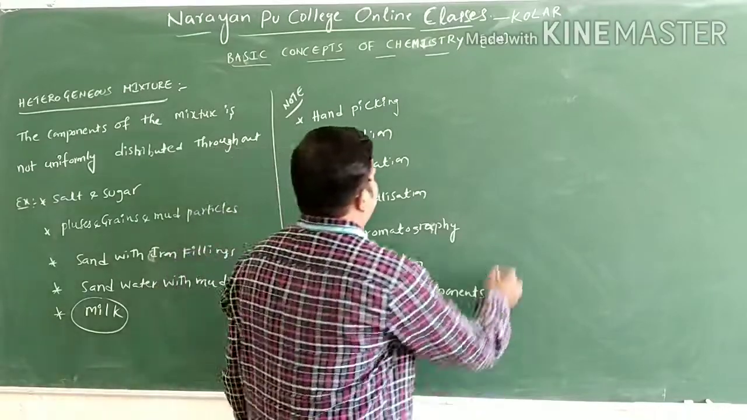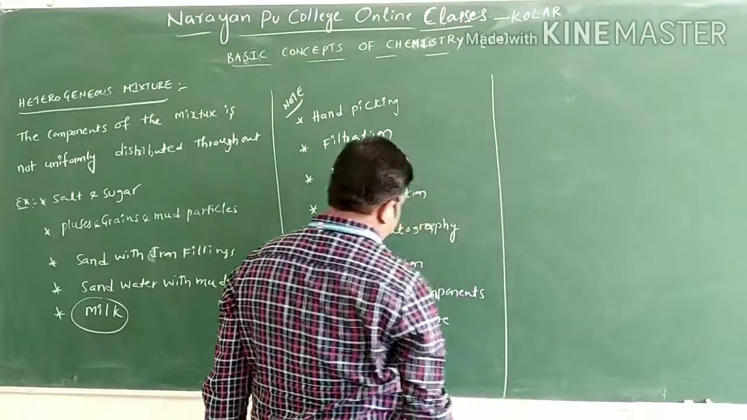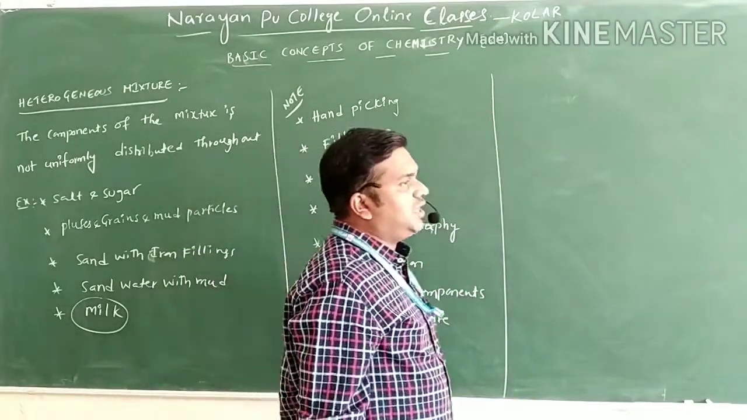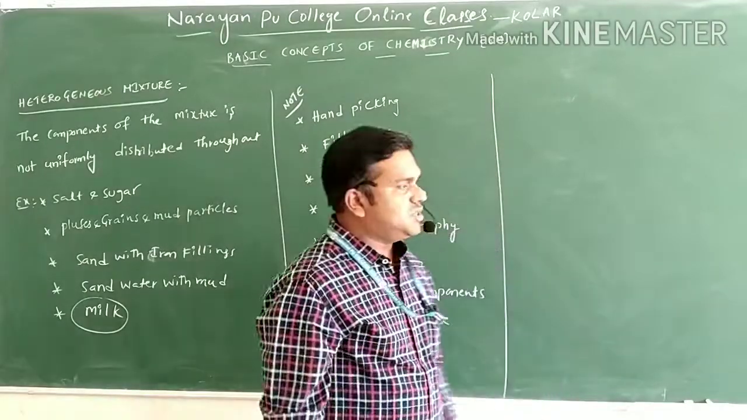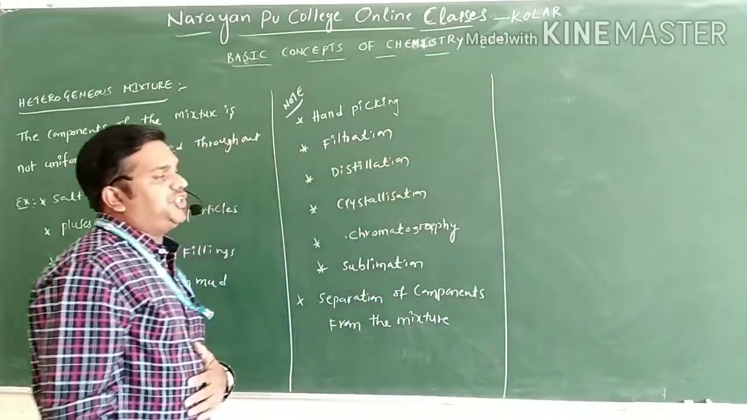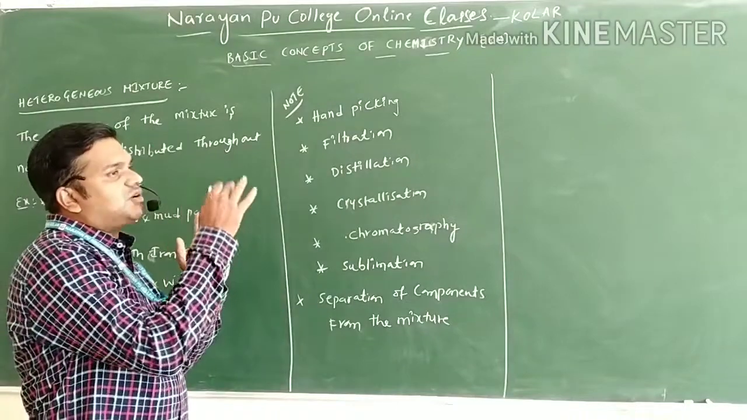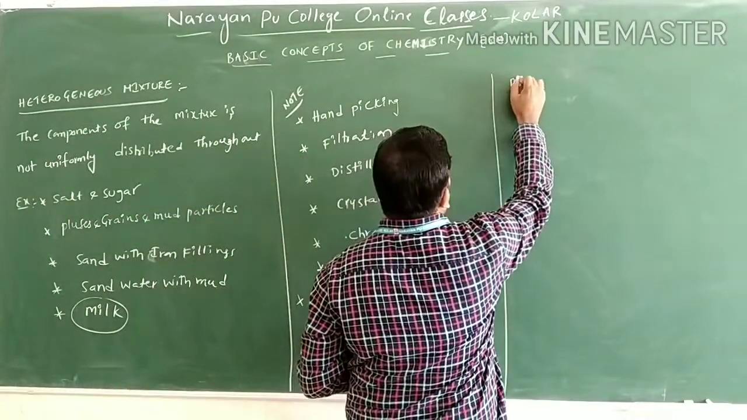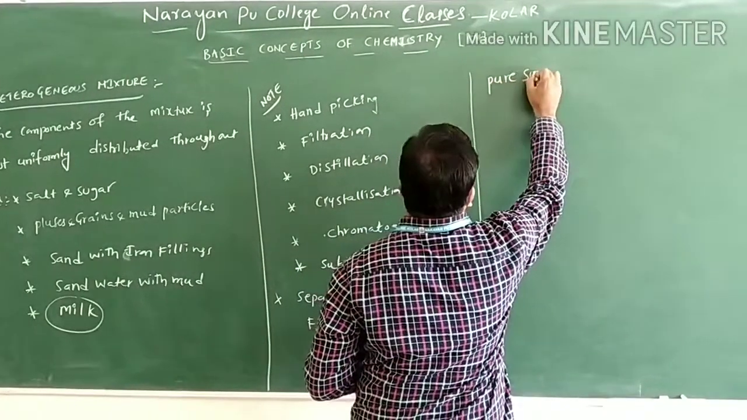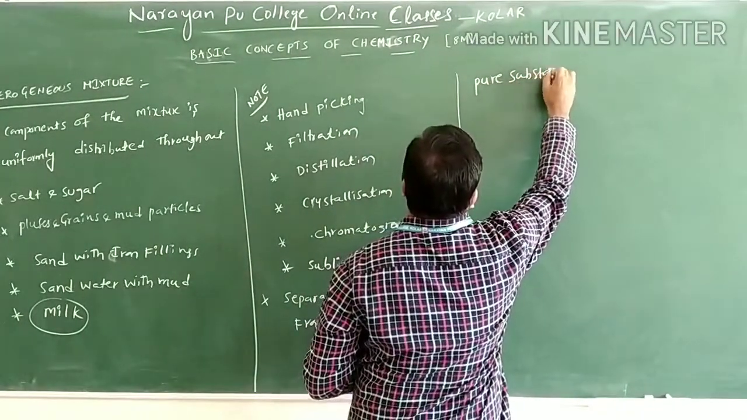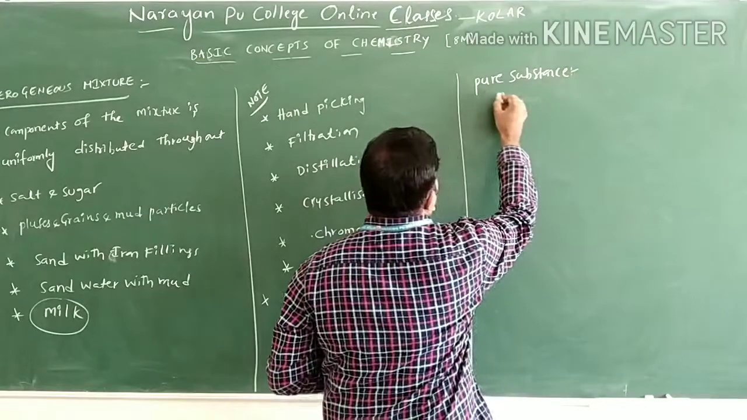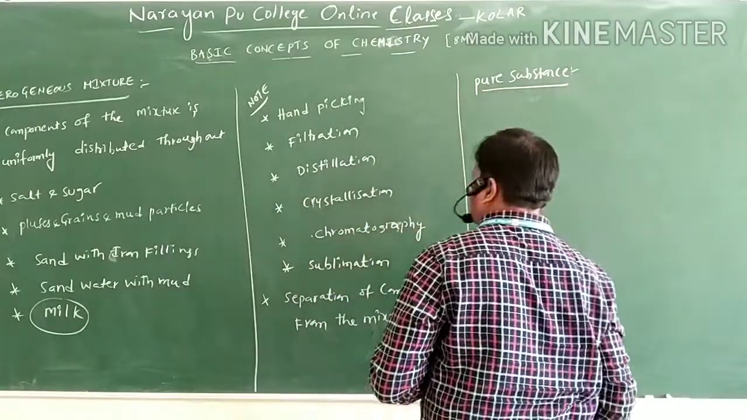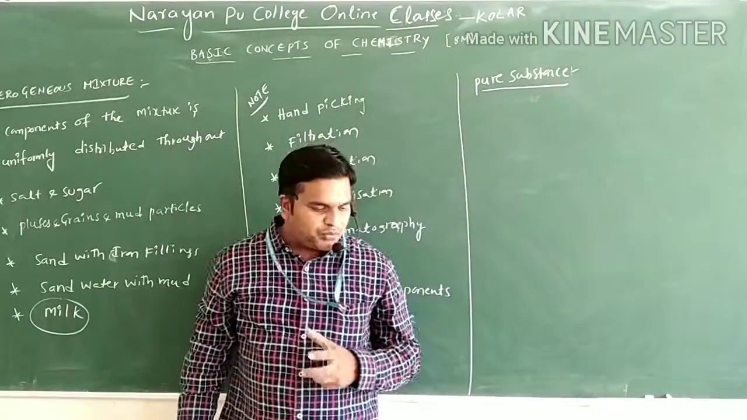Okay, so this is regarding the types of mixtures and separation of the mixtures. Clear? So this is regarding one of the classifications. Again, after mixtures, one more thing we have is pure substances. Okay, and next we have pure substances. Okay, what are the pure substances?